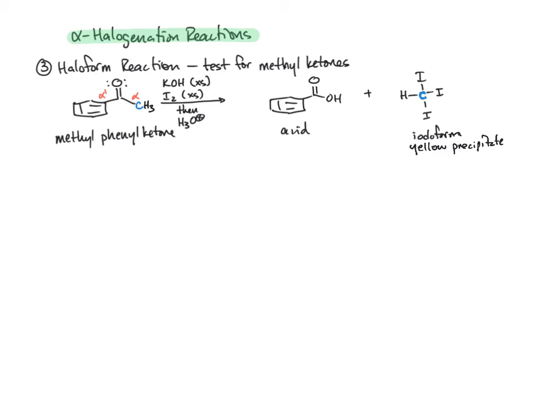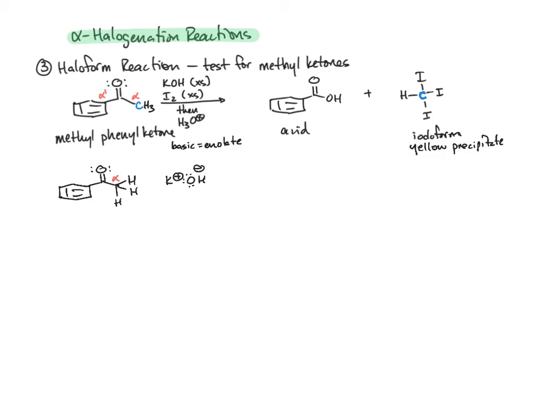Because we are under basic conditions, we're forming the enolate as the nucleophile. So here is our methylphenyl ketone. And again, the haloform reaction is specific for methyl ketones only. You have to have a methyl group. So we have the alpha carbon. We know that those CH bonds are acidic. We have potassium hydroxide.